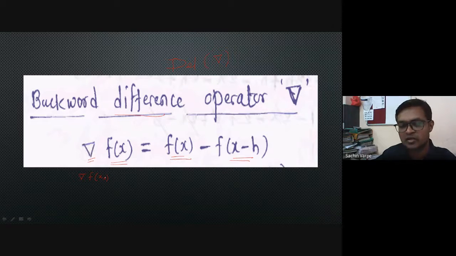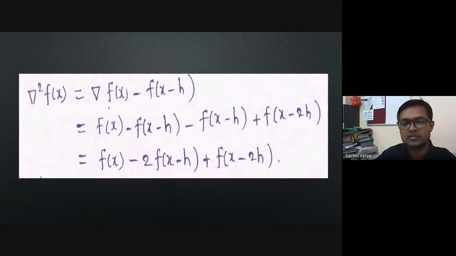So x naught के पीछे कोई है नहीं, तो del of f of x1 क्या होगा, f of x1 minus f of x naught. ठीक है. Del of f of x2 क्या होगा, f of x2 minus f of x1 and so on. So this is a backward difference. Similarly, you can get a second order backward difference by operating it once on del. We'll get like this. So the formula will be f of x minus 2f of x minus h plus f of x minus 2h.